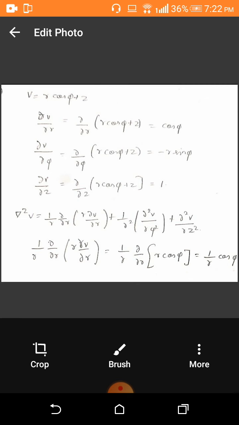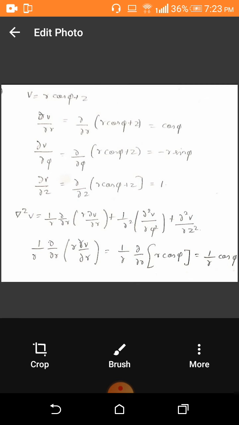So before that we are finding dou V by dou R, dou V by dou pi and dou V by dou z respectively. So dou V by dou R will be equal to dou by dou R, R cos pi plus Z. So here we are going to differentiate with respect to R. So only your cos pi term comes. Next dou V by dou pi. We are going to differentiate with respect to pi. So dou by dou pi into R cos pi plus Z. So R comes, only your cos pi, you're going to differentiate with respect to pi. So only your cos pi term changes. So that is equal to minus R sin pi.